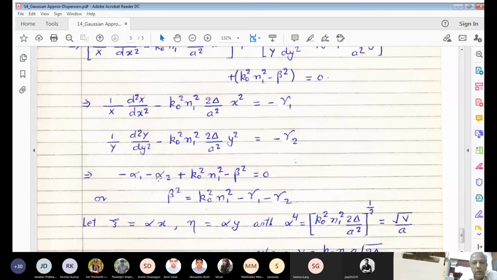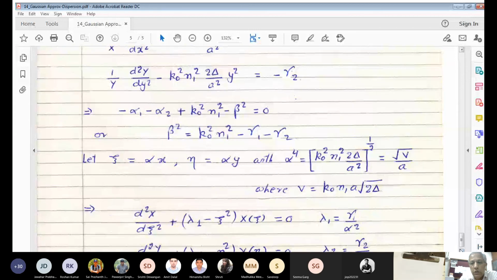And then you can see the beta square would be given by this. So if I can solve these equations, and fortunately I can solve these equations and obtain gamma 1 and gamma 2, then I would know the beta square. And I would stop here.